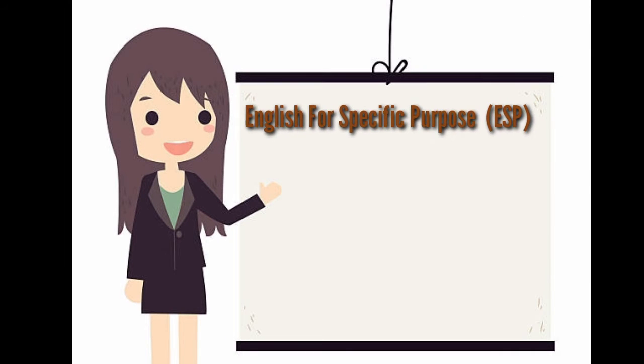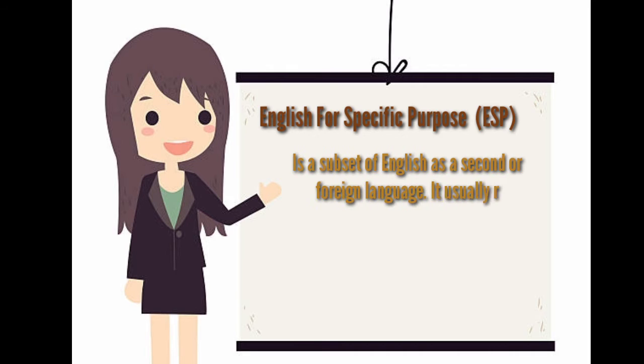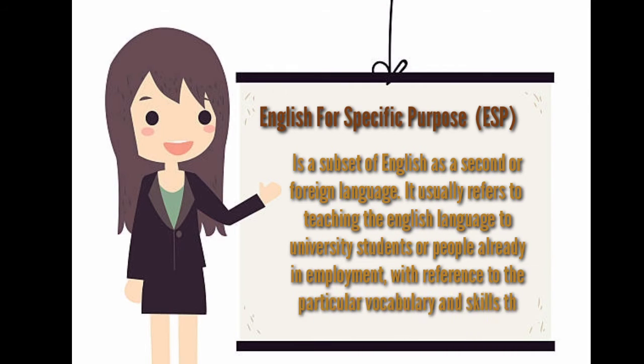English for Specific Purpose (ESP) is a subset of English as a second or foreign language. It usually refers to teaching the English language to university students or people already in employment, with reference to the particular vocabulary and skills they need.